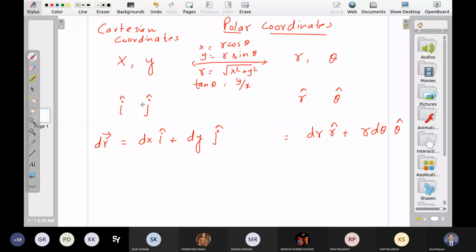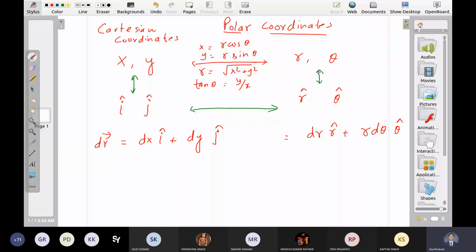Apart from this, do we have some connection between these two also? I mean, can we connect r cap, theta cap to i cap, j cap? Do we have any connection between these two? And any connection between these two? So which one are you talking about?